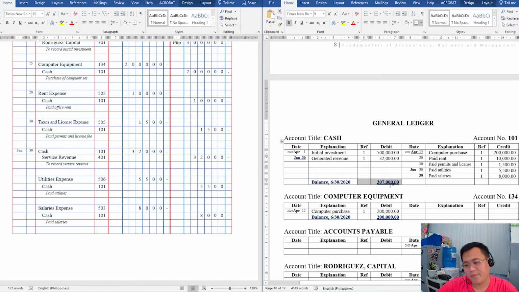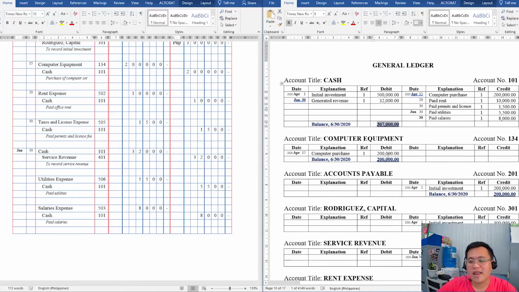Okay? So, I hope it's clear that that is the process on how to get your ending balance. It's just simple. Add everything on the left, add everything on the right. If the normal balance is debit, so of course, you deduct your credit from your debit. If the normal balance is credit, then you deduct your debits from your credits. But since this is a cash, we all know that the normal balance is debit. Therefore, add everything debit and then deduct it by your credits. You get 307,000. You put it here in the debit side because the normal balance of the cash account is debit.